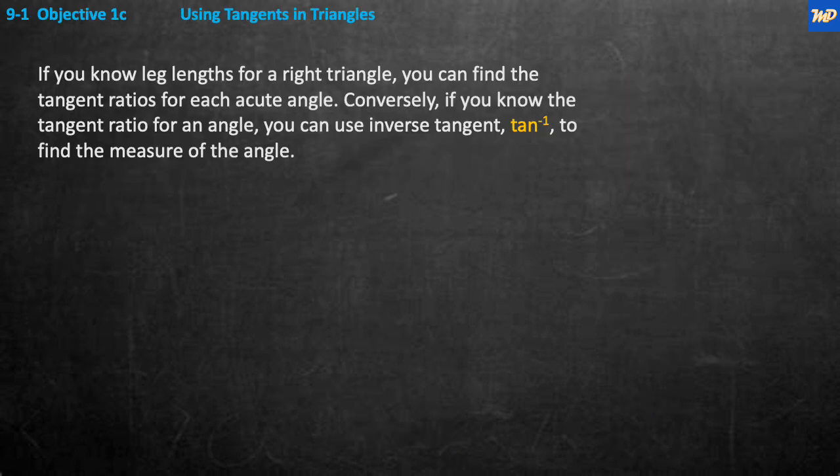Now on to our third slide for Objective 1, which is Objective 1C, using tangents and triangles. If you know leg lengths for a right triangle, you can find the tangent ratios for each acute angle. Conversely, if you know the tangent ratio for an angle, you can use the inverse tangent, shown here as tan to the -1, to find the measure of the angle. So let's take a look at that.